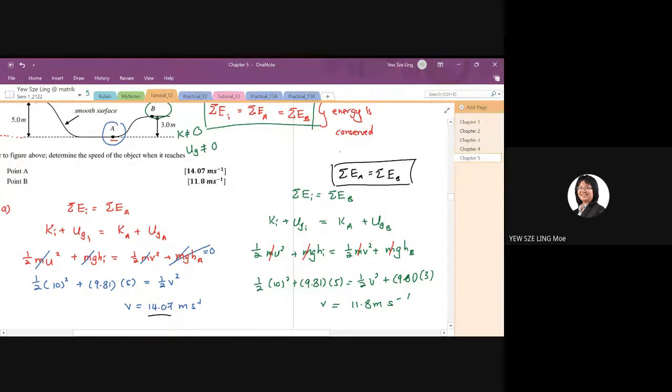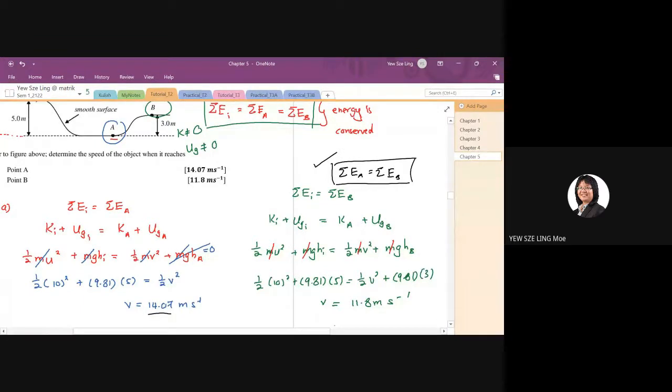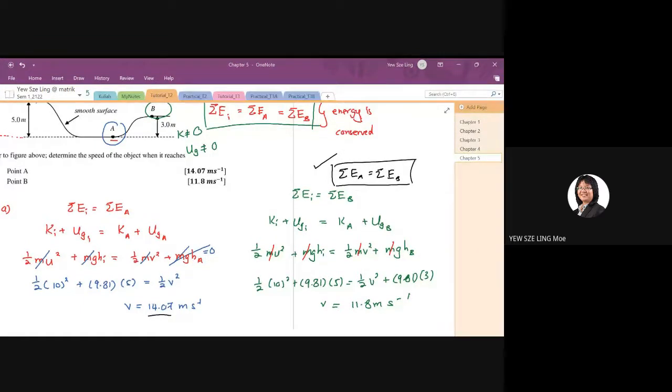Okay, so I give you 2 minutes to write it down. This is a very simple question, so I'm not going to waste too much time on it. Okay, 2 minutes for you to write it down, then we proceed to the next question.